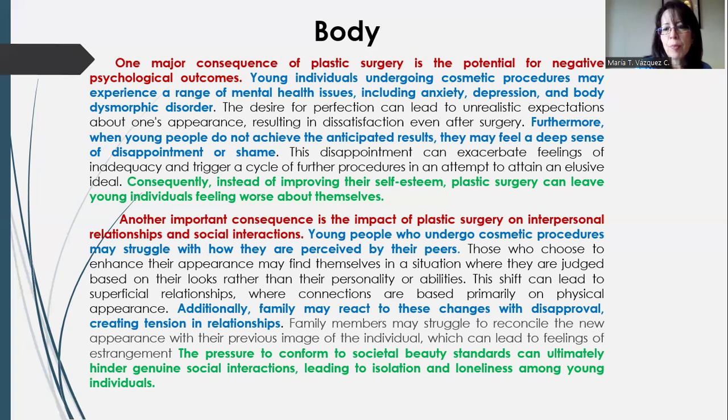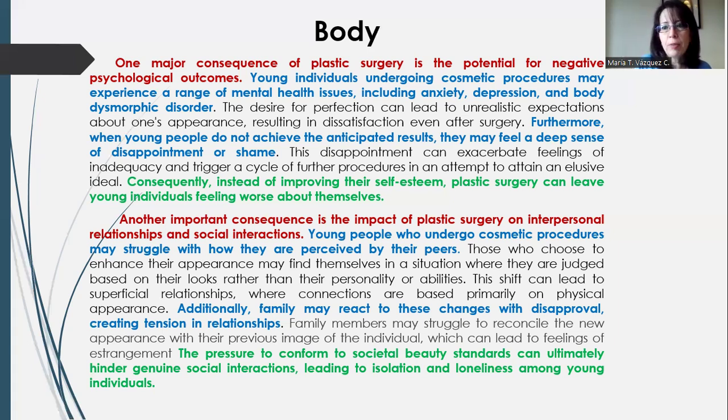This disappointment can exacerbate feelings of inadequacy and trigger a cycle of further procedures in an attempt to attain an elusive ideal. So what kind of information can we include in the body of these paragraphs? You can use research that has been done. You can include examples. You can analyze the ideas. You can even use direct quoting or indirect quoting. You can use statistics.